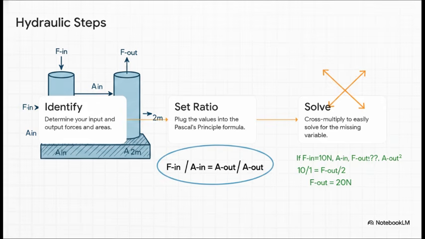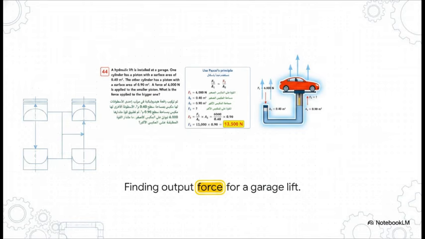And step 3, just cross-multiply to solve for whatever variable is missing. Let's try it out. Let's put this into practice with question 44. We've got a 6,000 Newton force applied to a smaller piston with an area of 0.40 square meters. The bigger lifting piston has an area of 0.90 square meters. So what's the output force?